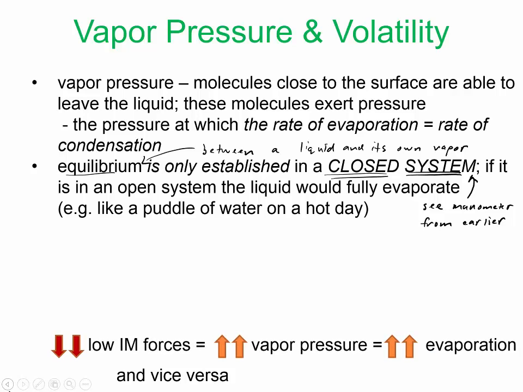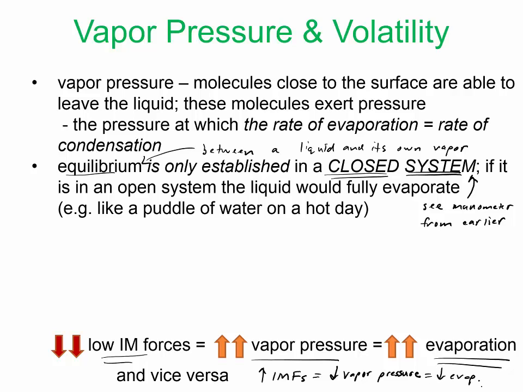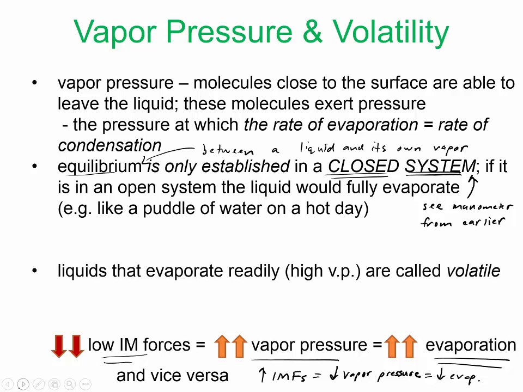Some conclusions we can make: when you have low intermolecular forces, you're going to have a higher vapor pressure and more evaporation. The reverse is also true. If you have high intermolecular forces, molecules that are really good at sticking to each other are not going to have very much vapor, which will make less vapor pressure, and then you'll have less evaporation. Liquids that evaporate readily or have a high vapor pressure are referred to as volatile.